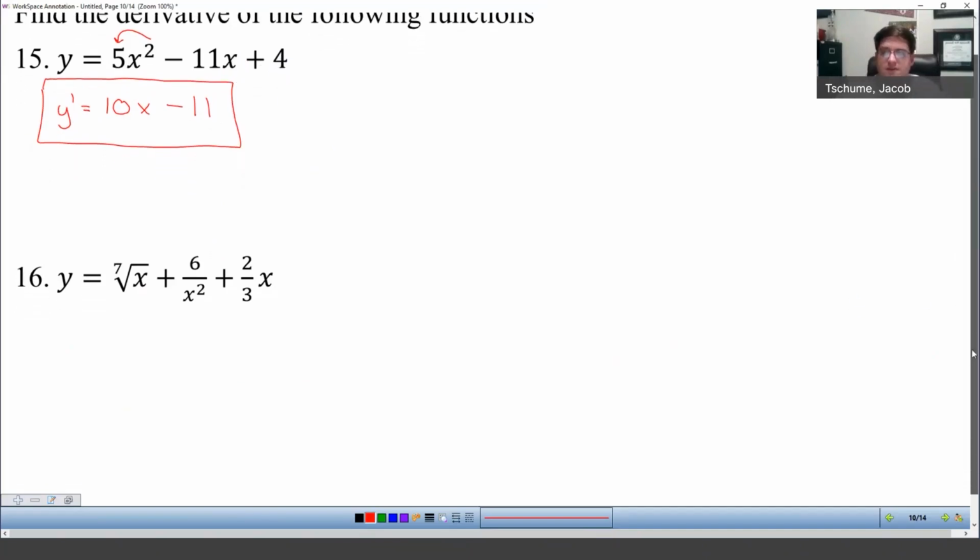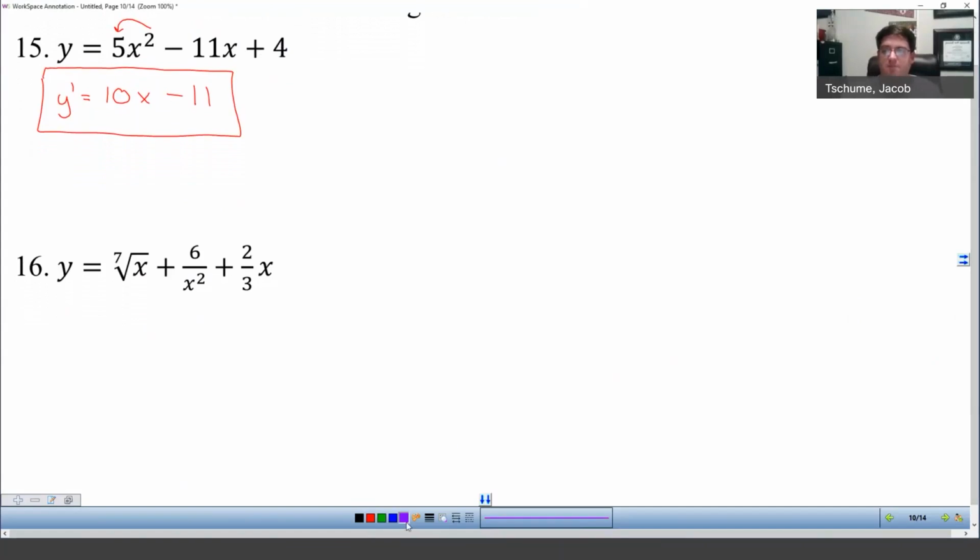The only downfall is something like number 16 might pop up where you're going to have to do some rewriting. So I see y equals the 7th root of x plus 6 over x squared plus 2/3 times x. Now, these first two terms are the issue because I can't take the derivative of those as they sit. So I need to rewrite those.